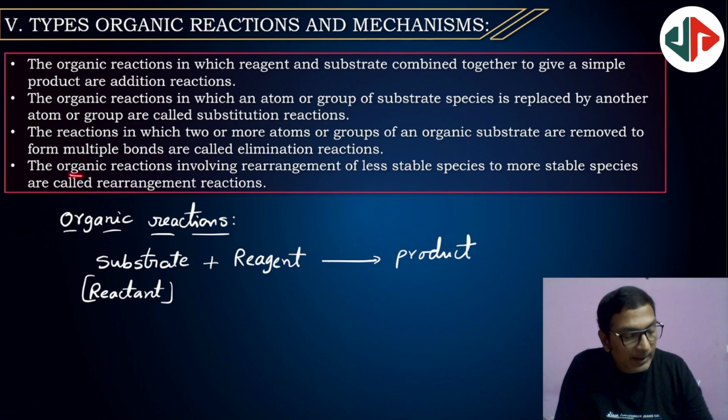Next, the organic reactions involving rearrangement of less stable species to more stable species are known as rearrangement reactions. There are types of reactions. Very, very important.